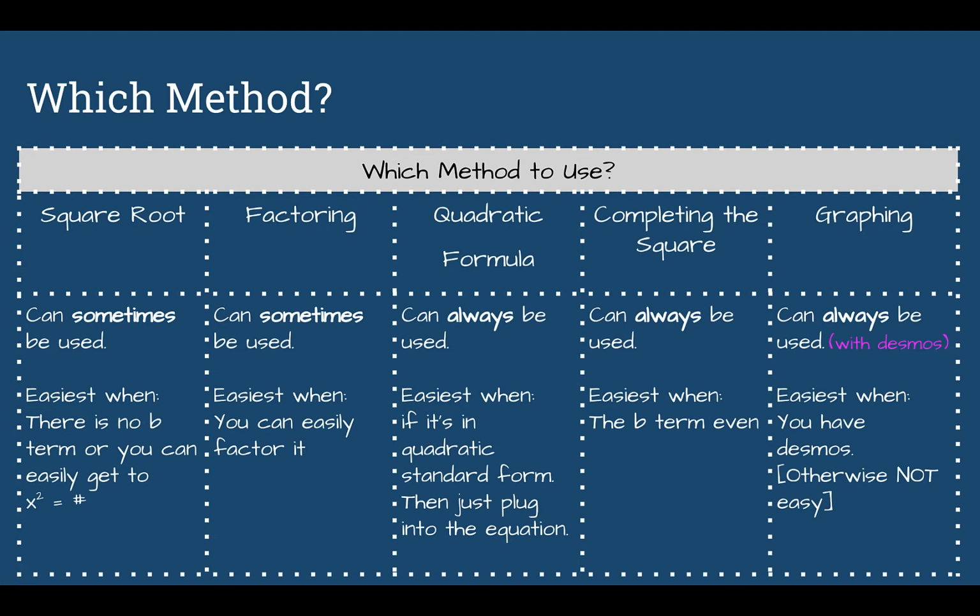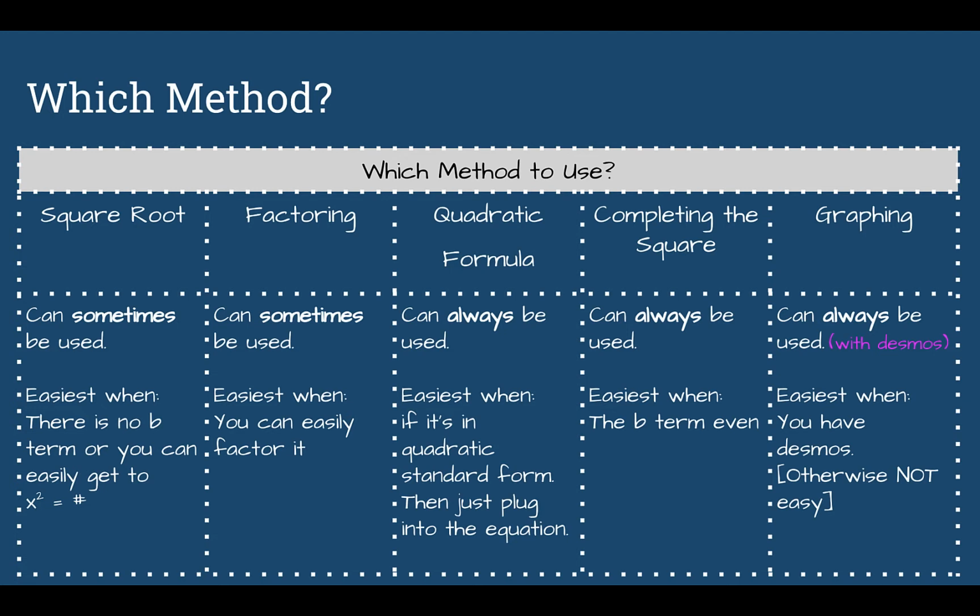At the end there, we have graphing. Graphing, if you have Desmos available, you can always use it. It is the easiest method, but we're going to really focus on the other 4. If you don't have Desmos, then graphing is probably not the best way to solve. So first, let's start with square roots.